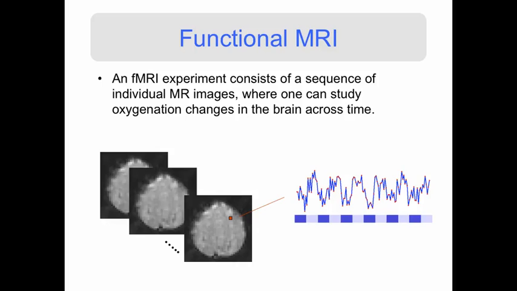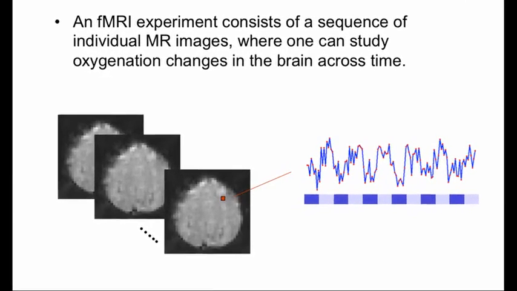An fMRI experiment consists of a sequence of individual MR images where one studies oxygenation changes in the brain across time. So for example, consider that we do a simple finger tapping experiment, where I tap my fingers for 20 seconds and then I rest for 20 seconds. Tap my fingers, rest, tap my fingers, rest, all in 20-second sequences.